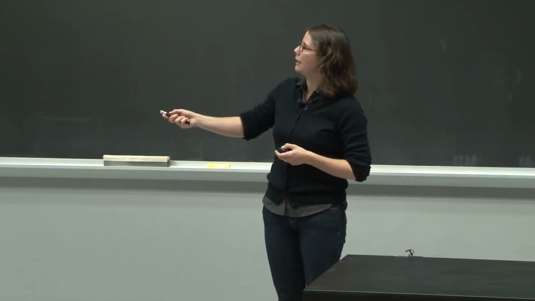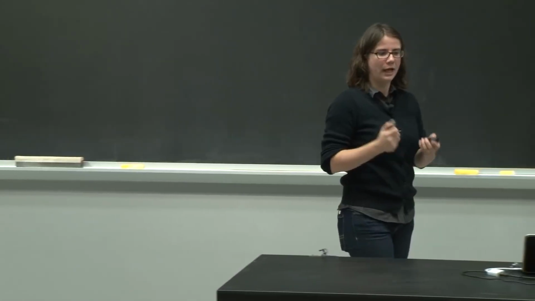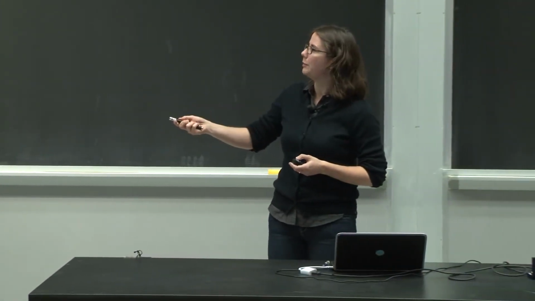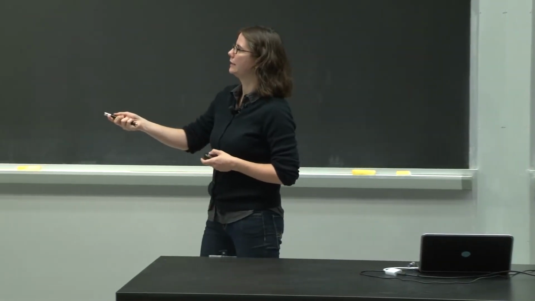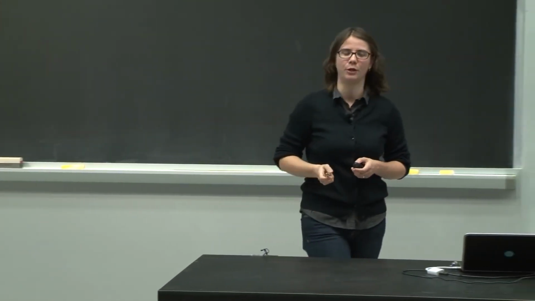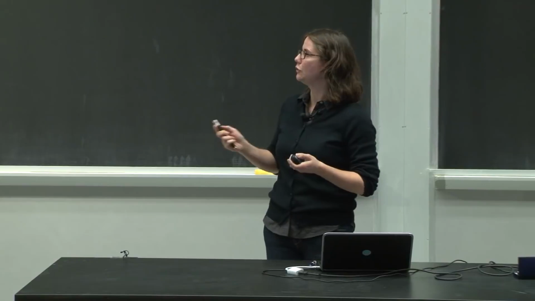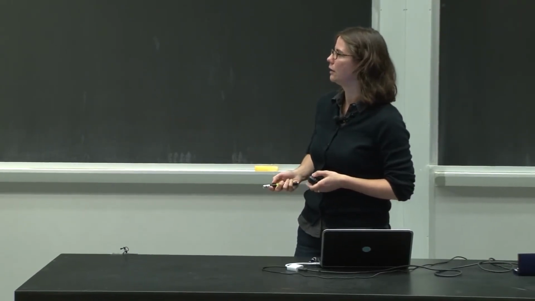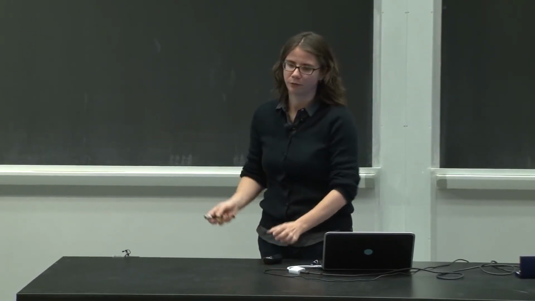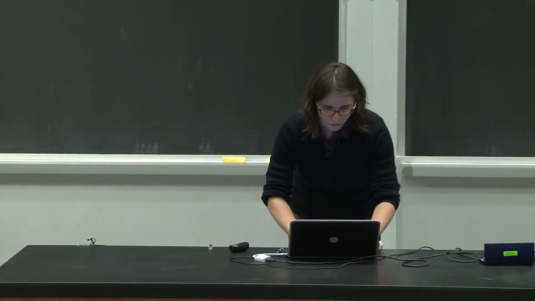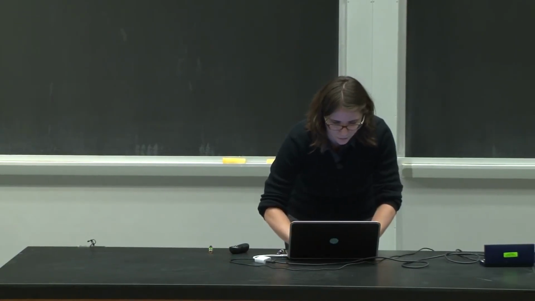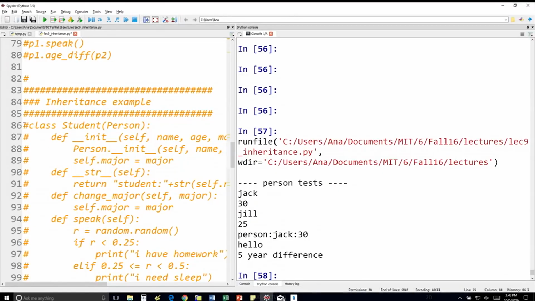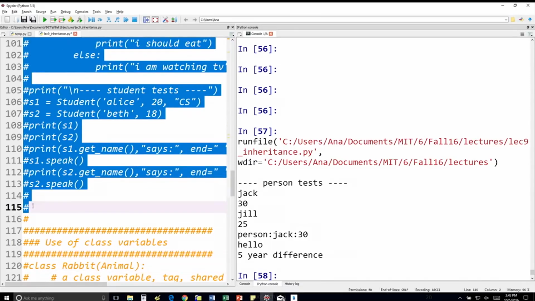Okay? So this random number I get here is going to help me write my method for speak, where with 25% probability, it's either going to say I have homework, I need sleep, I should eat, or I'm watching TV. Okay? So student is going to say one of those 4 things. And the last thing I'm doing down here is overriding the str method. So let's look at the code. I'm going to comment this part out and uncomment the student and see what we get.